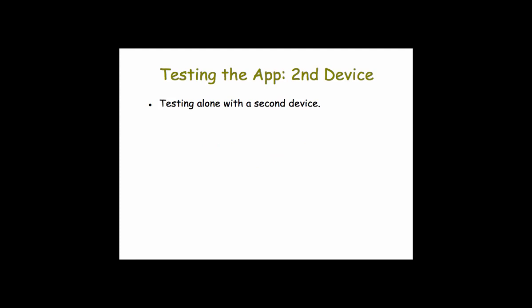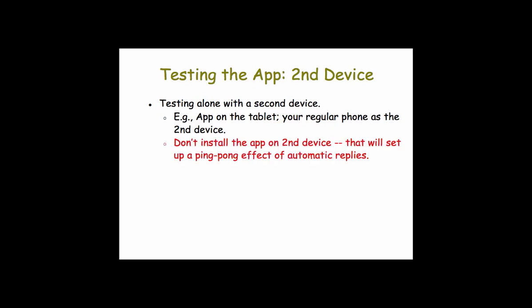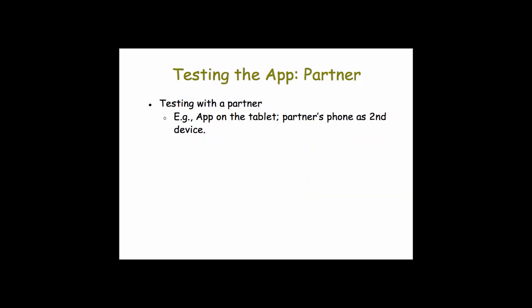If you're alone, you can test it with a second device. For example, in my case, I have the app set up on my tablet, and I use my regular phone as a second device. Any phone that can send text messages can be used as a second device. Don't install the app on the second device and send a text message from it, because that will set up a ping pong effect where the automatic replies are bouncing back and forth between the two devices. But send a message to the app from the second device, and if everything's working properly, it should receive the automatic reply.